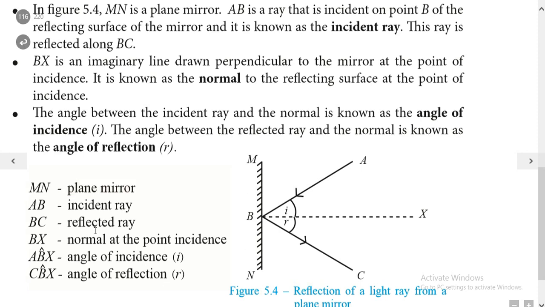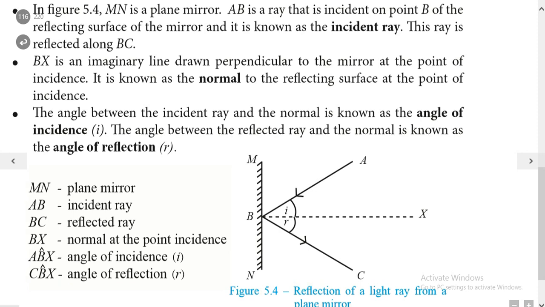AB is the incident ray. BC is the reflected ray. BX is the normal at the point of incidence. Then there are two angles, I and R. ABX is the angle of incidence, and CBX is the angle of reflection, R.